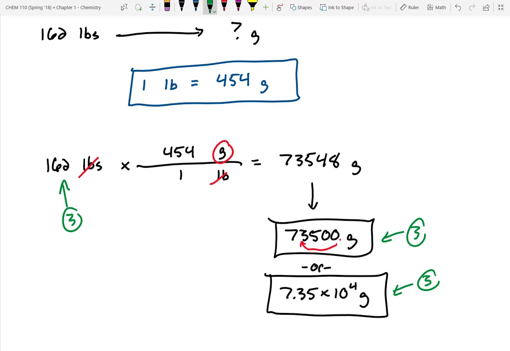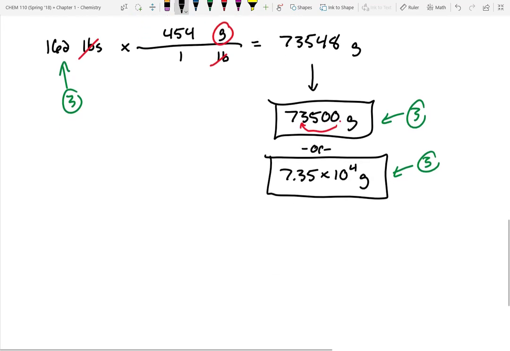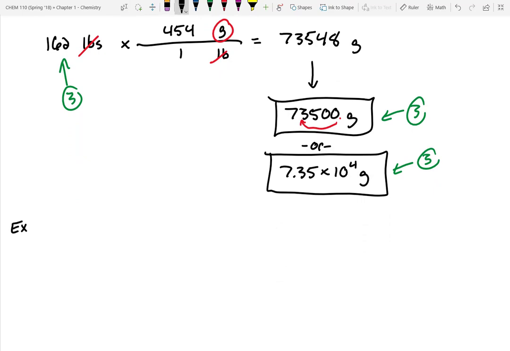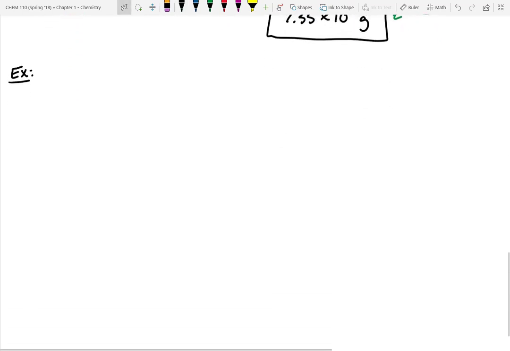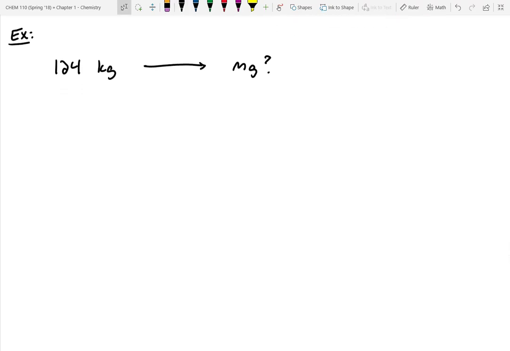All right, let's try a hard one. Let's do 124 kilograms to milligrams. So now we might have something a little bit more complicated, but let's write down our conversion factors first. So 1 kilogram equals how many grams? 1,000 grams. So that's one conversion factor.